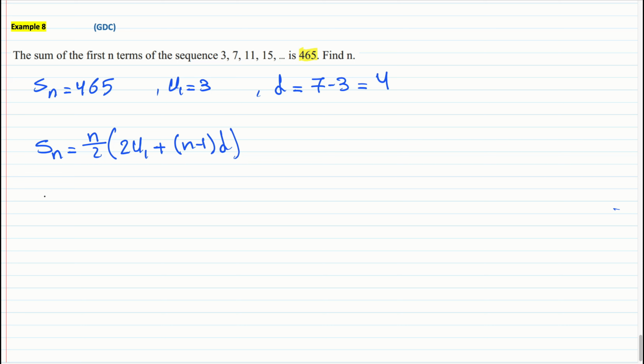Substitute Sn equals 465 equals n over 2, we don't know n, 2u1, 2 by 3, 6, plus n minus 1 by the common difference 4. Since we have the GDC, we're just gonna solve it by GDC from here.